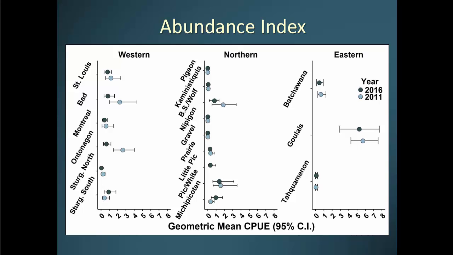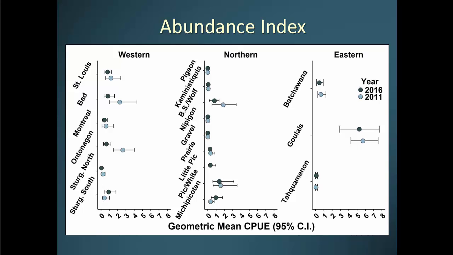Kind of on the contrary, there's 3 locations where we didn't detect any sturgeon in either years. And those are the Pigeon, the Nipigon, and the Gravel. Additionally, we had a couple other locations where only a handful of individuals have been caught. And that includes the north entry of the Sturgeon River, the Kaministiquia, and the Tahquamenon.